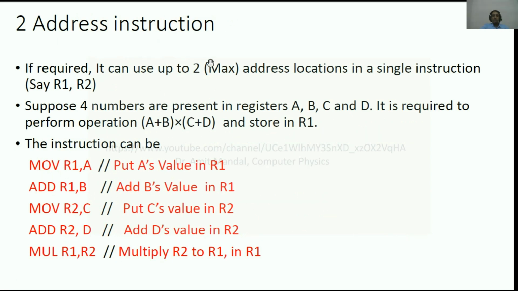First of all, it will handle a maximum of 2 addresses in its address section. The same example, A plus B into C plus D, we have to perform, and whatever the result is, we have to store it in register R1. Okay, so the code can be like this.